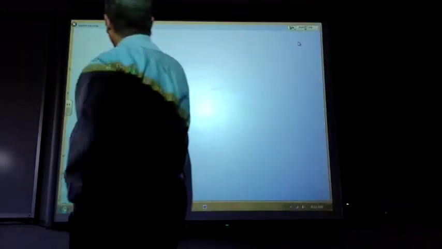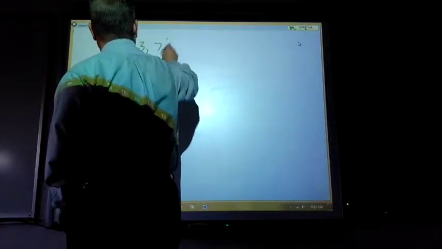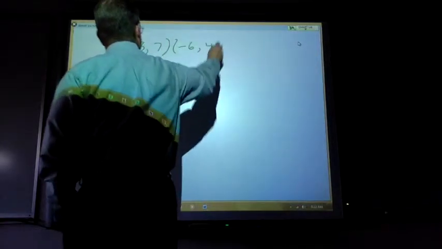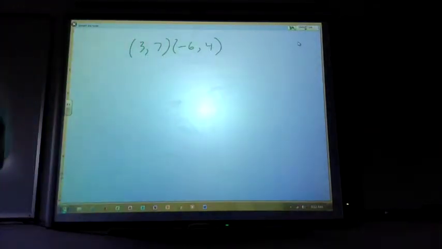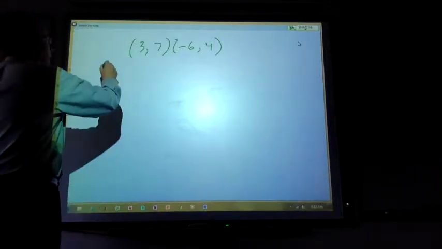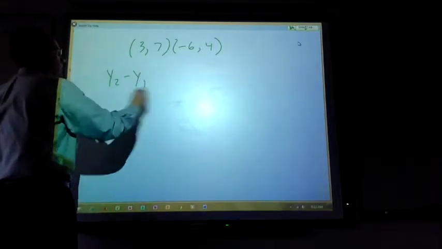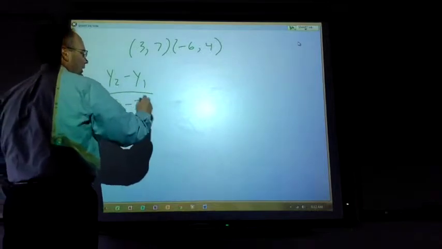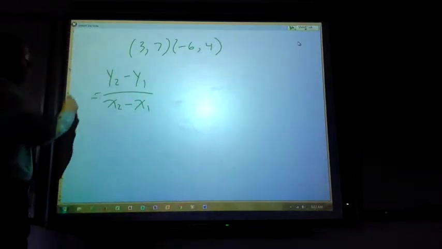All right, so 3, 7, negative 6, 4. Find the slope. What do we do? Y2 minus Y1 over X2 minus X1. Yep. And what letter did it equal? M. There you go.